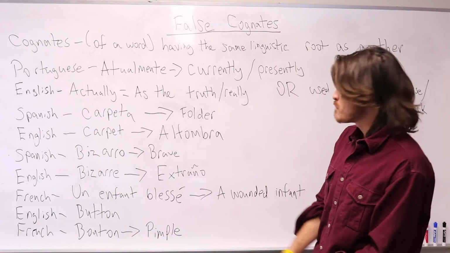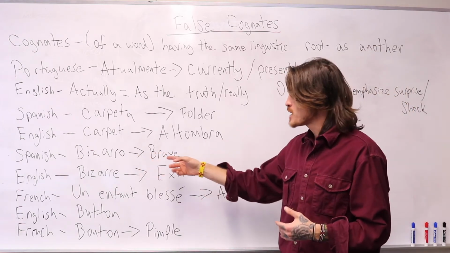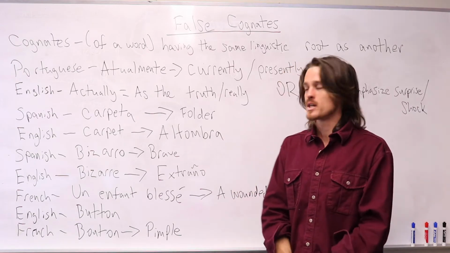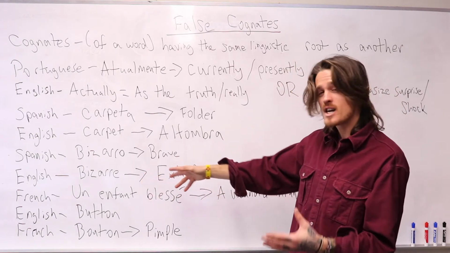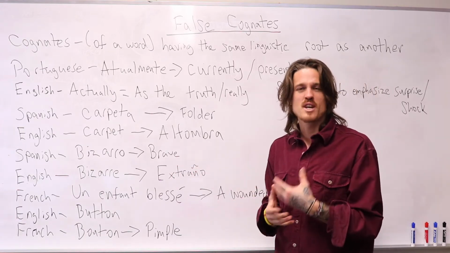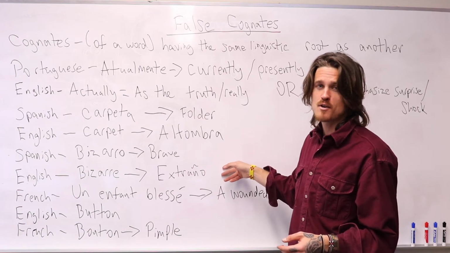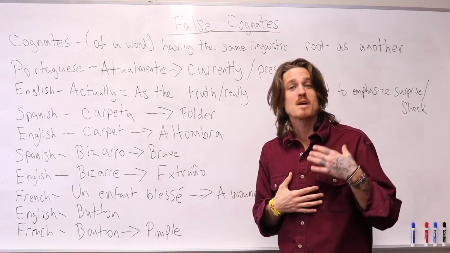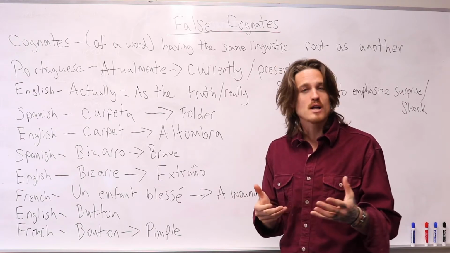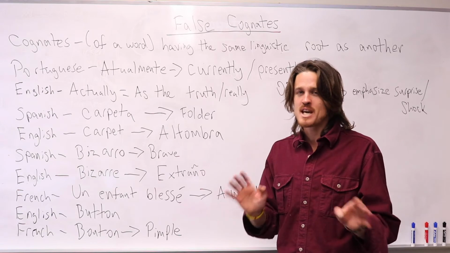So a few more examples. Someone or something that's bizarro in Spanish would be brave, courageous, whereas in English, something bizarre is something extraño, something strange, something weird. So these two can have very, very different meanings. A person who is bizarro is maybe someone who you can trust, whereas someone who is bizarre may be someone you have to be careful of.